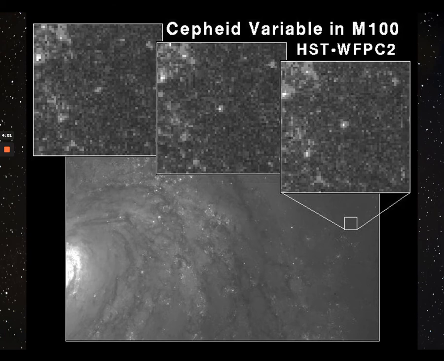So this is a Cepheid variable star, and you can see that area of that galaxy has been magnified, and the first image compared to the second compared to the third, you can see it gradually gets brighter. So what's happening with these variable stars is they swell up and then they shrink back down again.